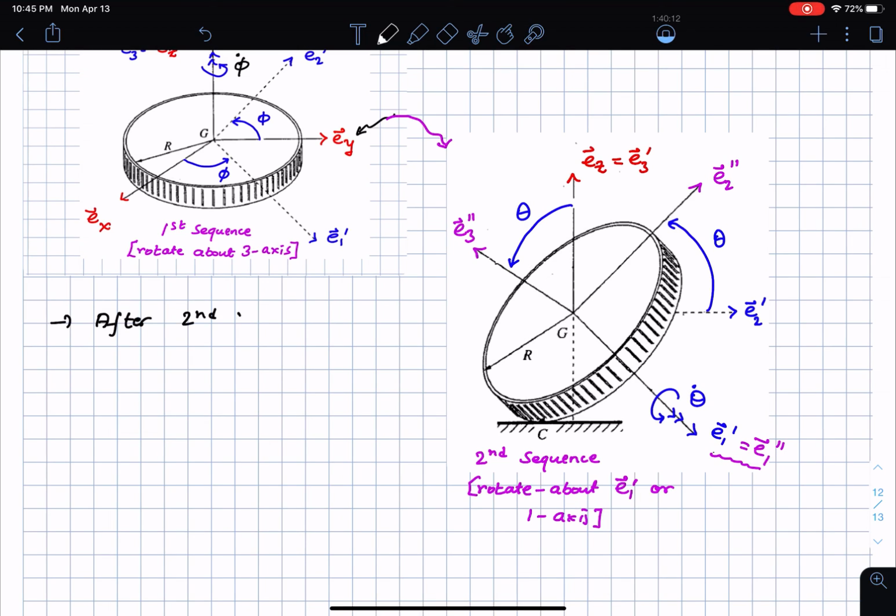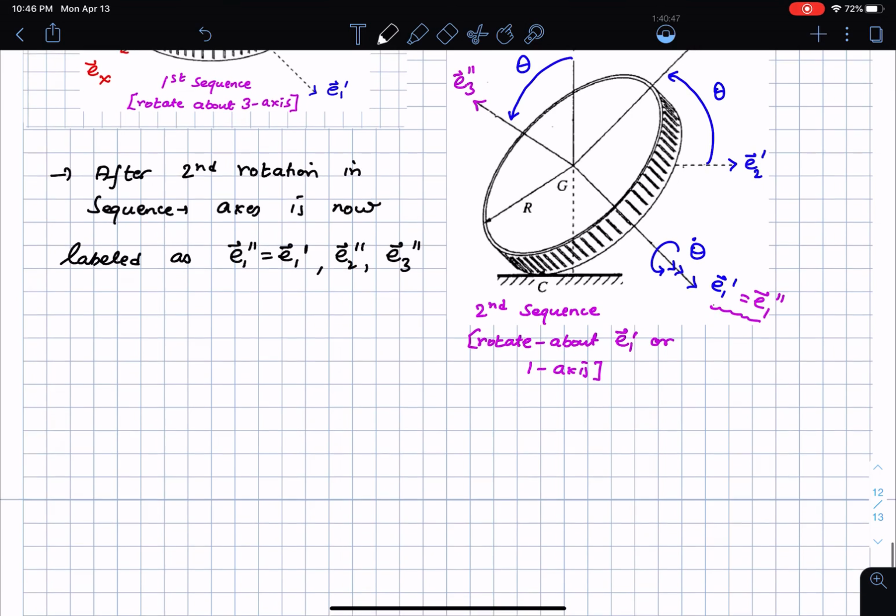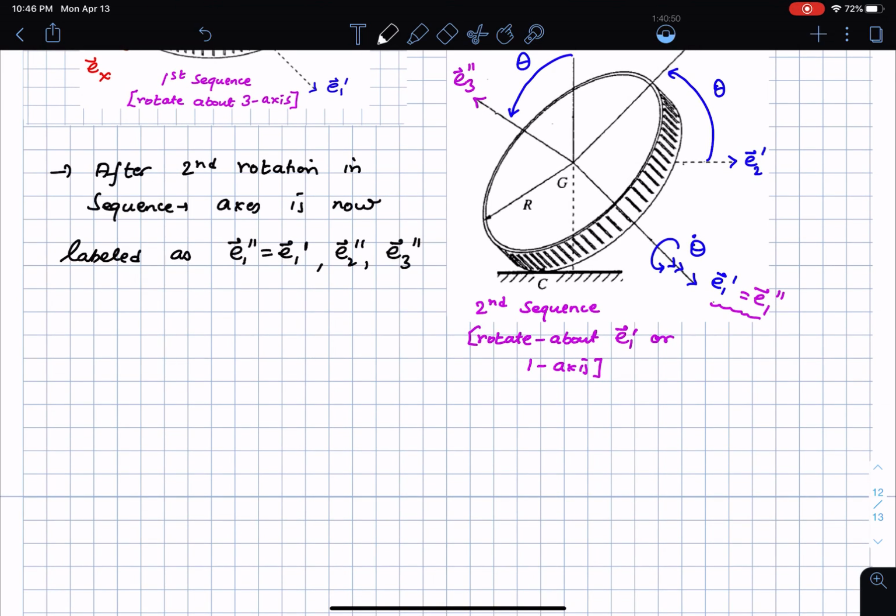After the second rotation in the sequence, the axis is now labeled as E1 double prime, which is equal to E1 prime because I'm rotating about that axis. Then E2 double prime, that is a double prime there, and then an E3 double prime. Okay, and this is the contact point, and I guess there is a better picture I can show you here. And the rotation, and I'll show that in the bottom page. Okay, the rotation is performed.